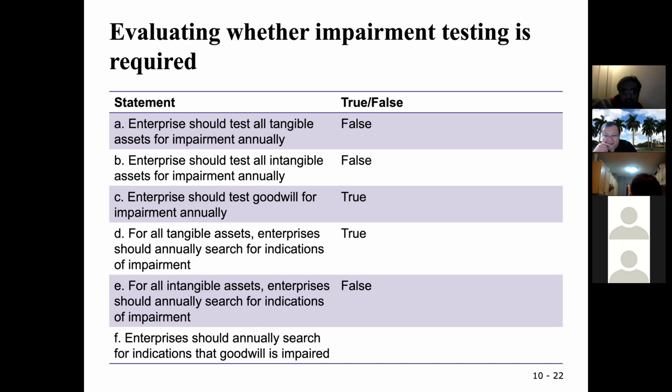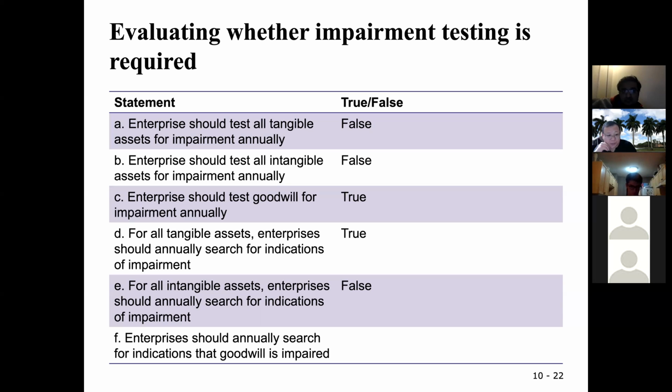You don't need to do it annually. For the intangible assets with indefinite lives, you just do impairment testing. You don't search for indications. And do you do that annually, or just once? Annually. For intangible assets with indefinite lives, you do an annual impairment test.